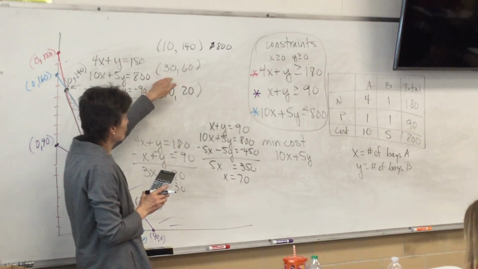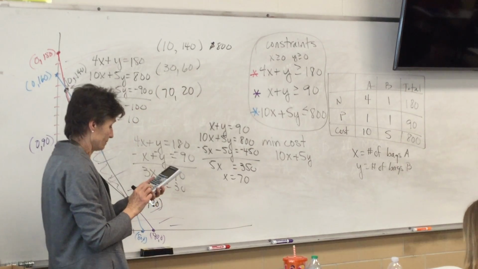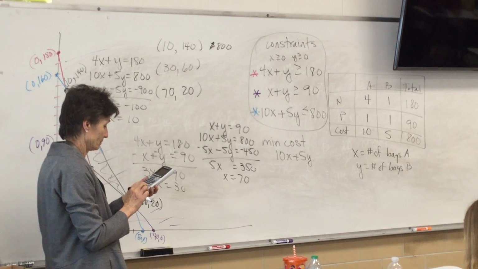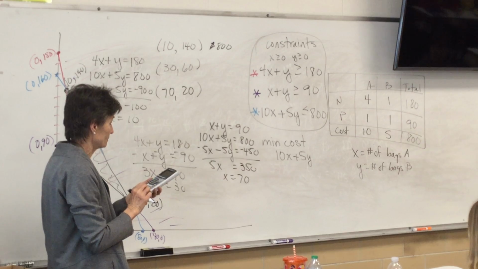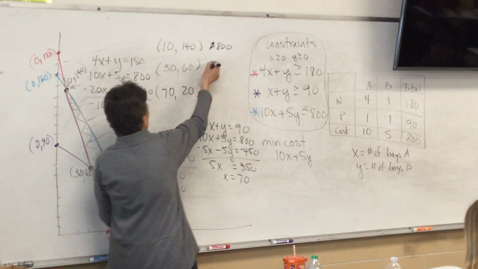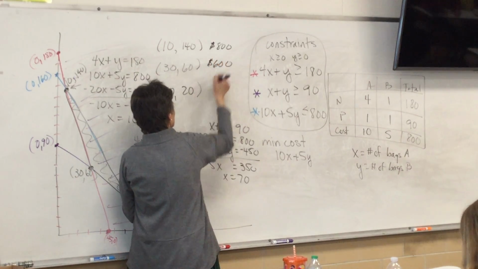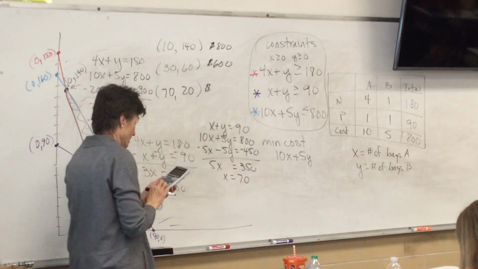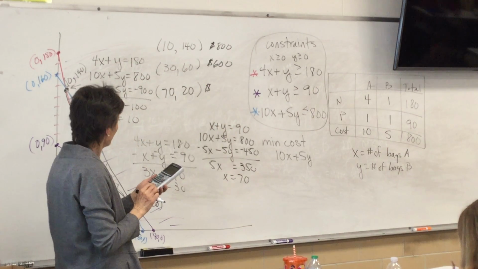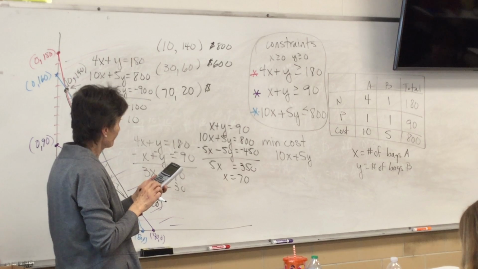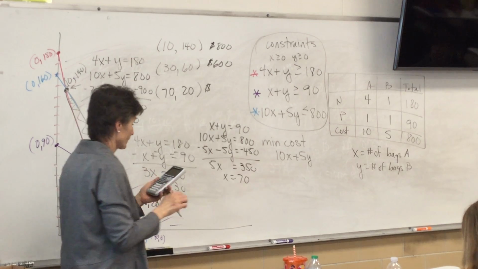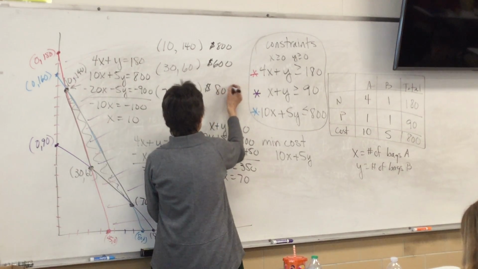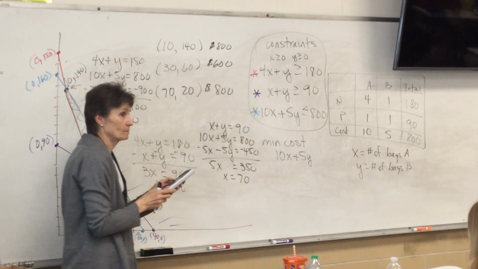Okay, what if I buy 30 and 60? $600? And if I buy the last corner, I got 800 for that one also, did you?